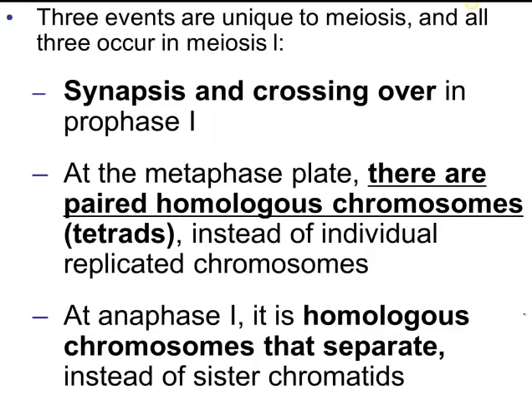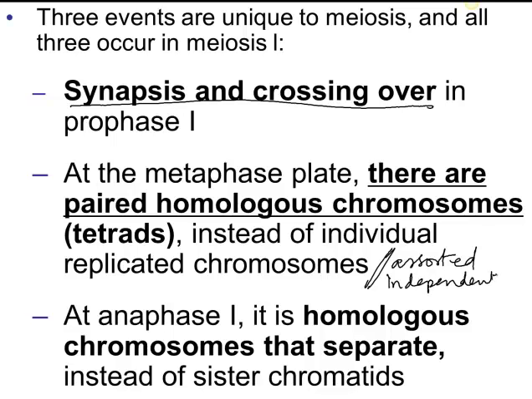Okay, the 3 events unique to meiosis are synapsis and crossing over in prophase 1. There are paired homologous chromosomes which are put together and they are assorted independently. Okay, in anaphase 1, the homologous chromosomes separate instead of sister chromatids.